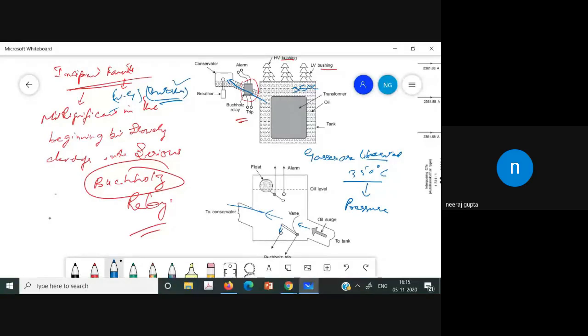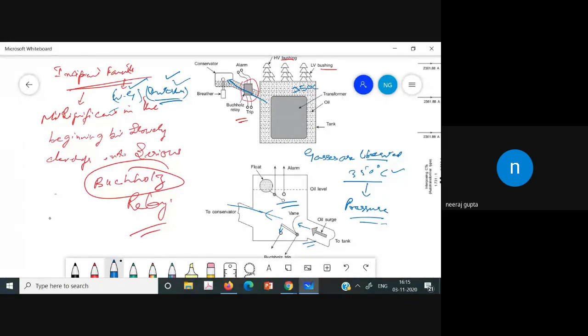So this set of contacts, operated by this vane, is used to trip the contact of this Buchholz relay. When the oil pressure is very high, after 350 degrees Celsius, which can be due to a winding to core fault or an interturn fault, the oil moves the vane, and as a result it will trip the contact of this relay. The output of this relay may be used to trip the transformer.